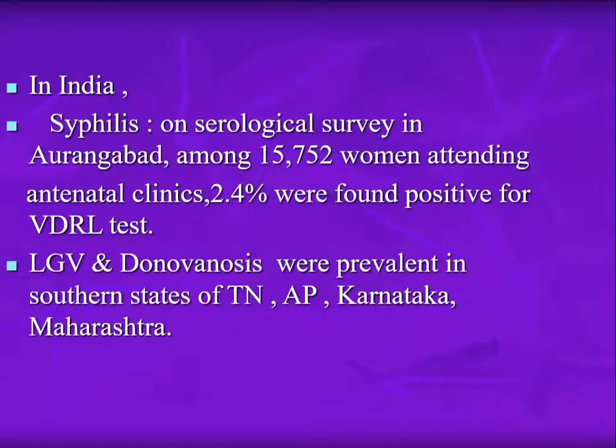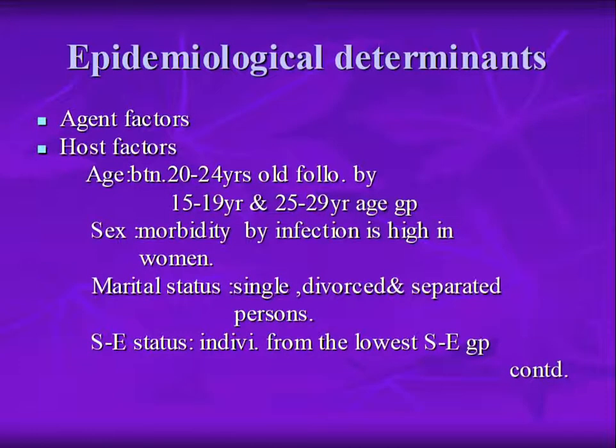In India, on a serological survey for syphilis in Aurangabad among 15,752 women attending antenatal clinics, 2.4% were found to be positive for the VDRL, Venereal Disease Research Laboratory test. Lymphogranuloma venereum and donovanosis are prevalent in the southern states: Tamil Nadu, Andhra Pradesh, Karnataka, and Maharashtra.